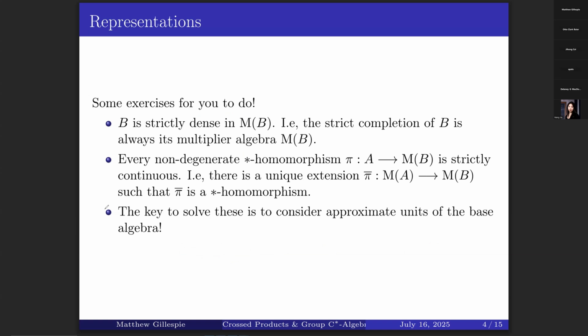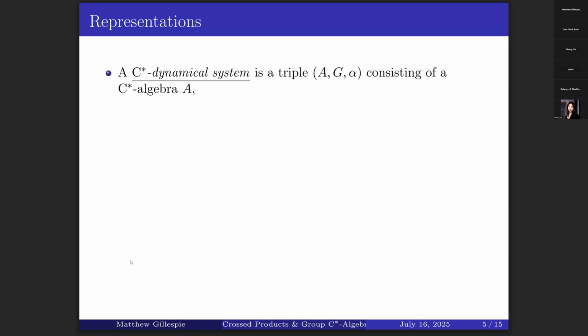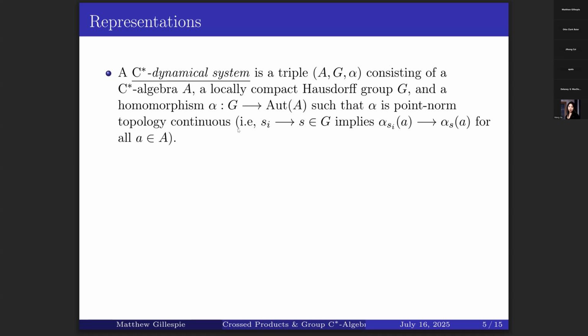Okay, perfect. So with some of that representation theory out of the way, we can now go back to the main material that we're trying to get through. As we saw in the first slide, we can generalize the concept of this triple, where I have a C-star algebra, a group, and some group action on the C-star algebra by automorphisms. In general, we call this a C-star dynamical system, and it consists of a C-star algebra A, a locally compact Hausdorff group G, and a homomorphism alpha from G to automorphisms of A.